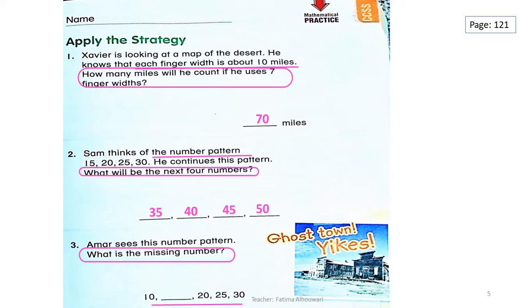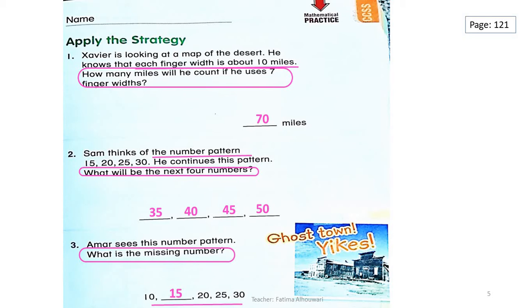Again, Amir sees this number pattern: 10, and there is a missing number, 20, 25, and 30. What is the missing number, grade 2? What do you think? Did you say 15? If so, you are totally right, grade 2. That's it.